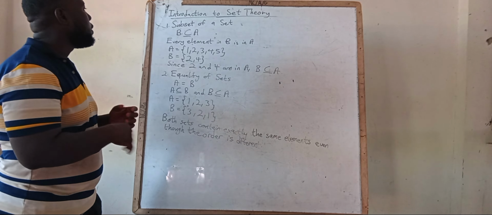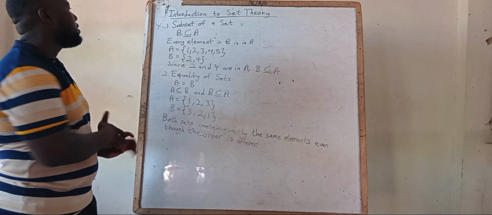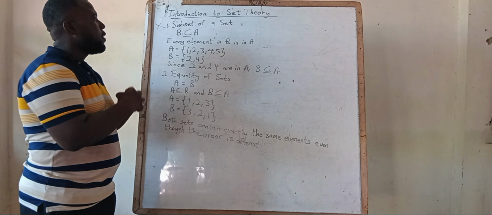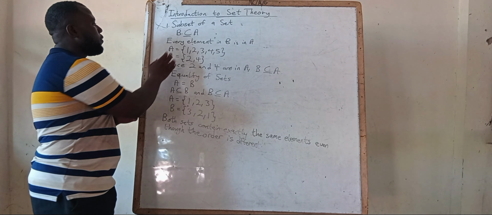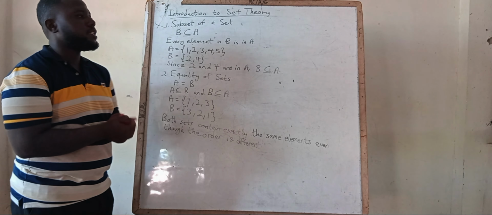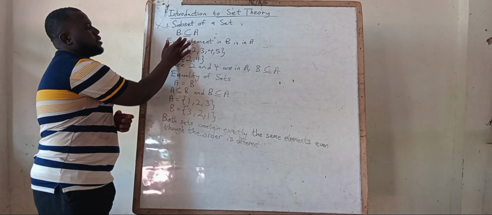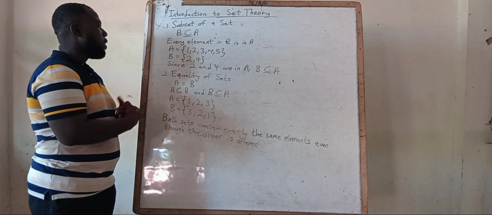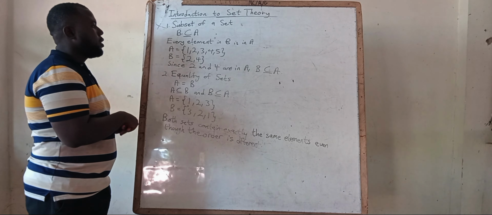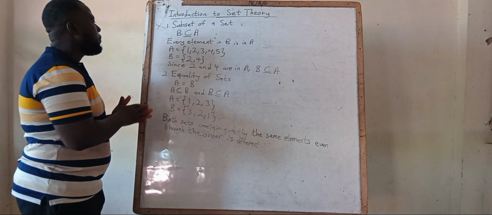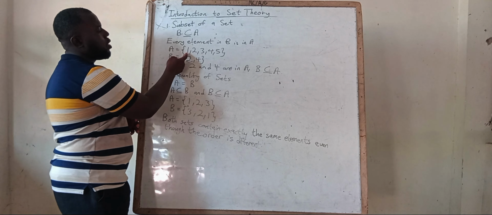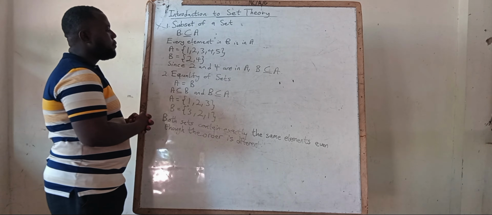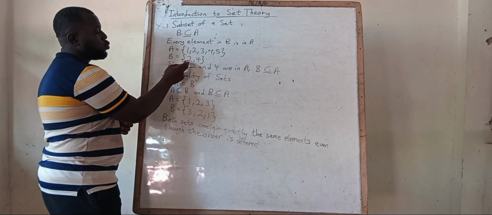Let's take some time to understand some terms in set theory. If we say B is a subset of A, this is the symbol of subset. If we say B is a subset of A, we are being given this: A has elements 1, 2, 3, 4, and 5, and B has elements 2 and 4.